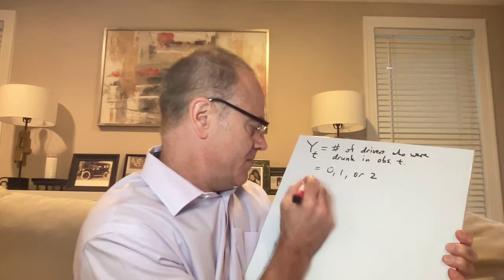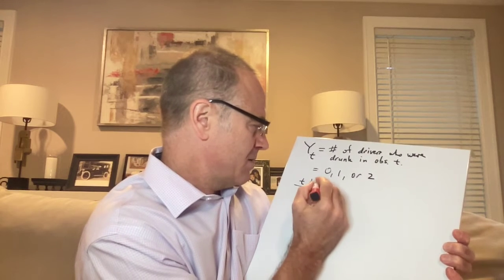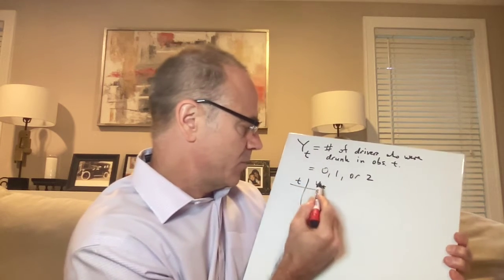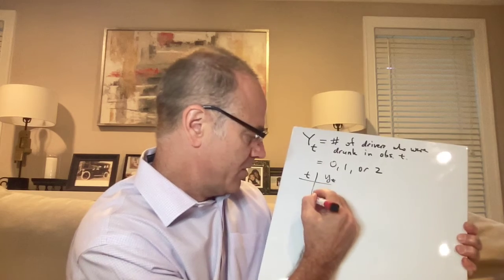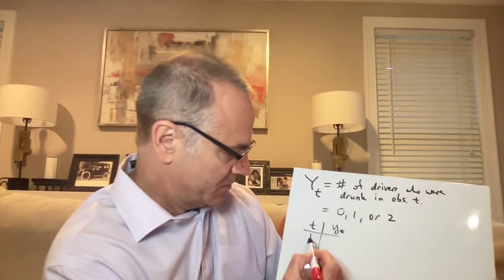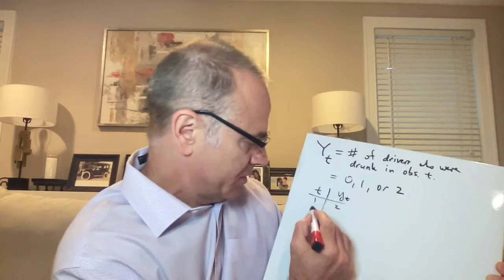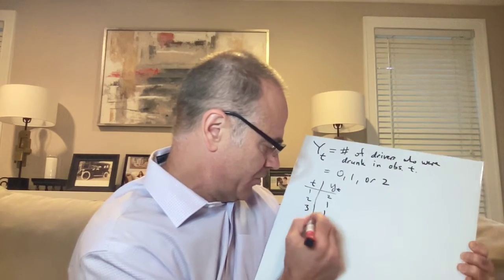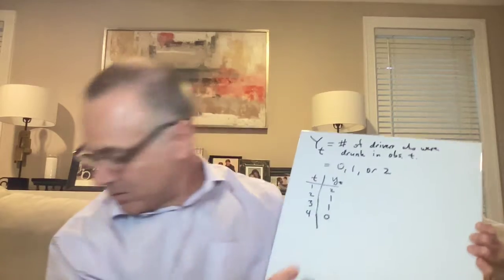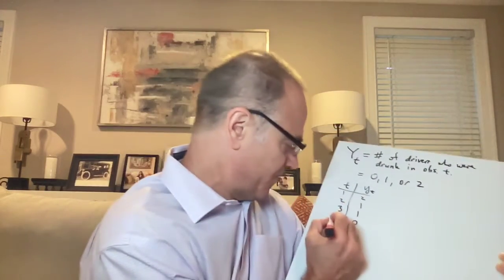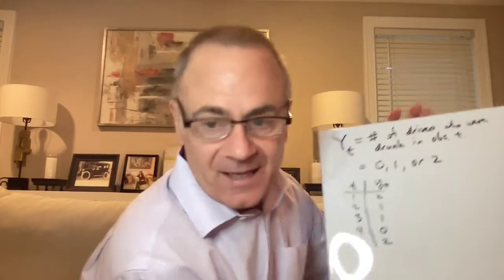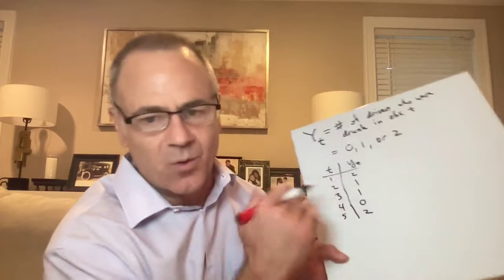Okay, and then your data is going to look something like this. It's going to be t, and then a little y sub t. That's what we observe, the observed value of the random variable. Observation 1, let's say there were 2 drunk drivers. Observation 2, there was 1. Observation 3, 1 drunk driver. Observation 4, 0. Observation 5, 2.